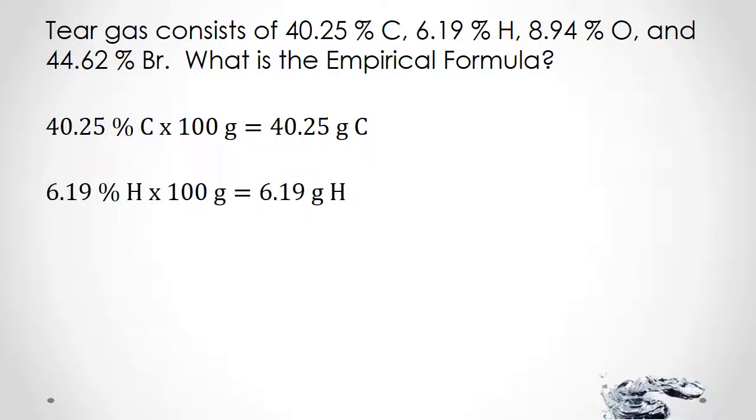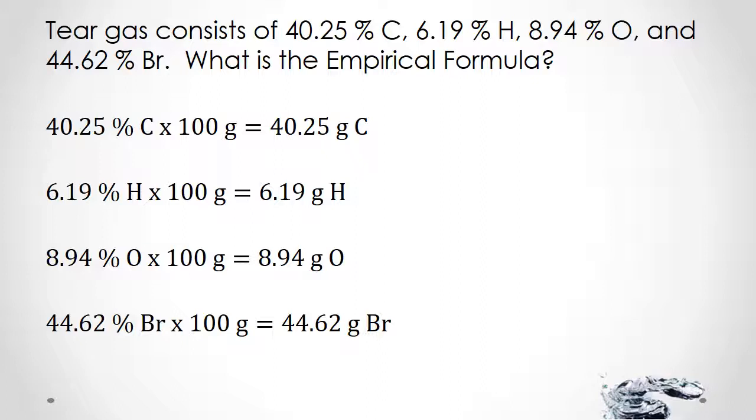6.19% times 100 grams gives me 6.19 grams hydrogen. Oxygen's the same way. 8.94% oxygen now becomes 8.94 grams oxygen when we assume 100 grams of our substance. When we have 44.62% bromine and we multiply by 100 grams of our substance, we get 44.62 grams of bromine. Now comes the fun part.